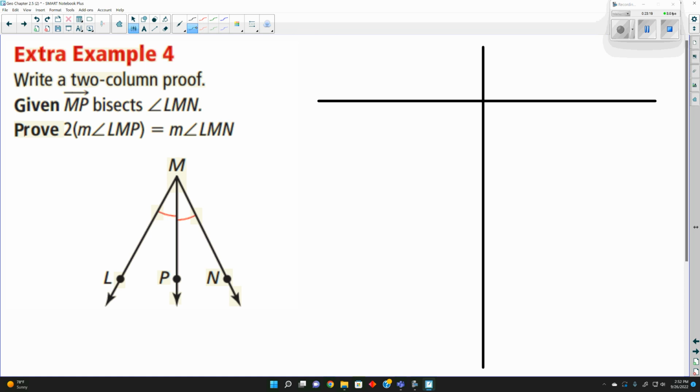So we want to write a 2-column proof. So we can make a little T-shaped chart just so we can split the two sides apart.